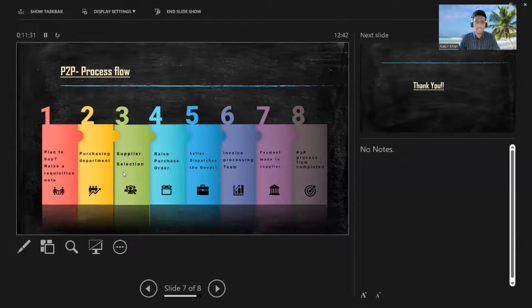once the supplier is selected, the buyer will now raise the purchase order. So the fourth step is the creation of the purchase order. Once a suitable supplier is found, the buyer will raise the purchase order. Once the purchase order is raised, it will be sent to the seller. Once the seller receives the purchase order, the seller dispatches the goods.